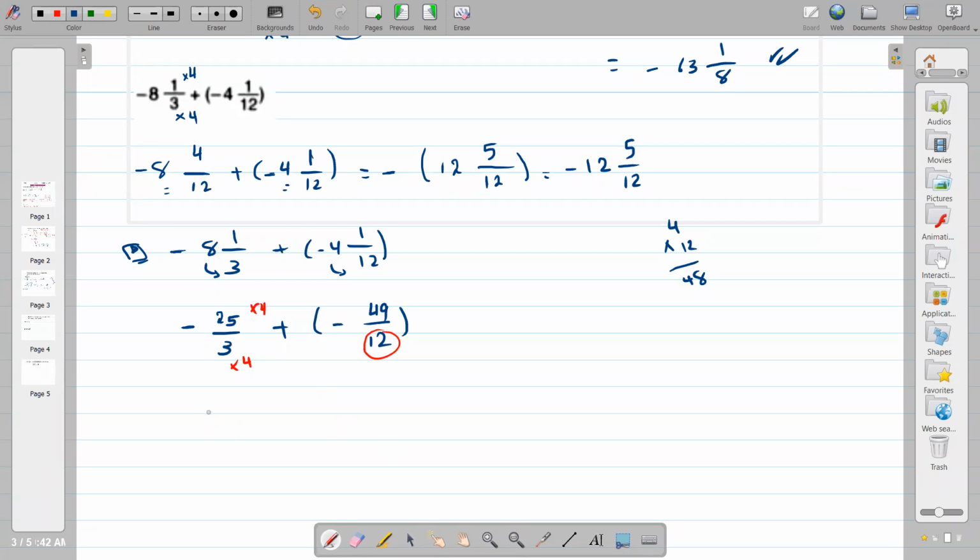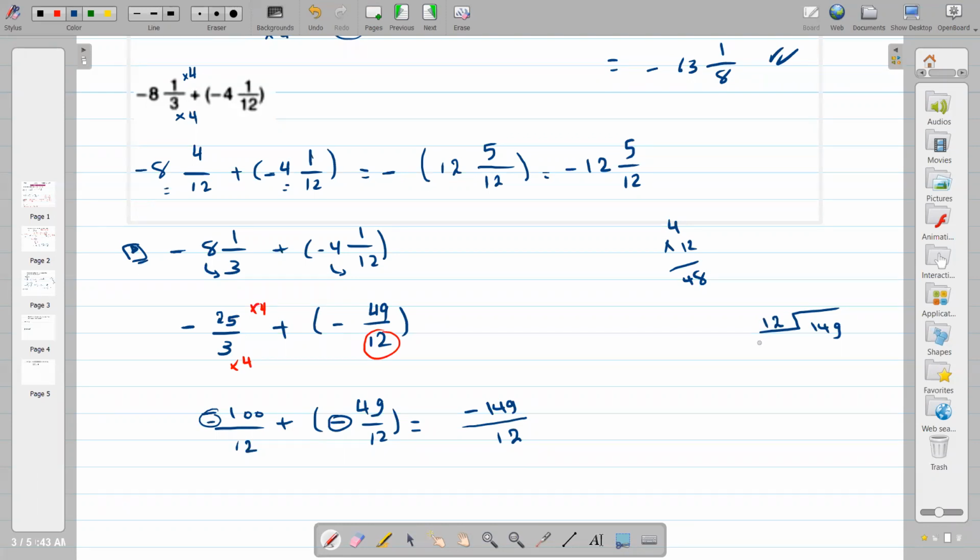is negative 25 times 4 is 100 over 12 plus negative 49 over 12, and then the same denominator. Okay, the same denominator is 12. The same sign, negative and negative. So put the negative and then add 100 plus 49. If you want to divide, no problem. 149 divided by 12.